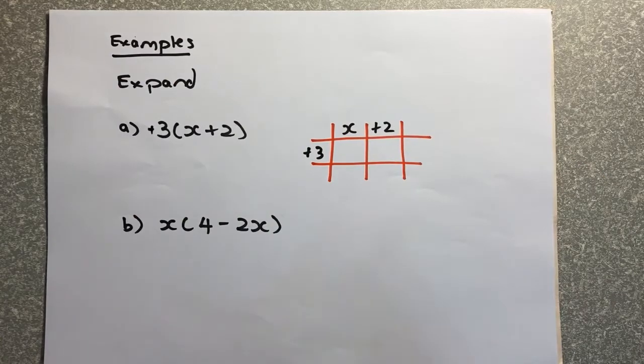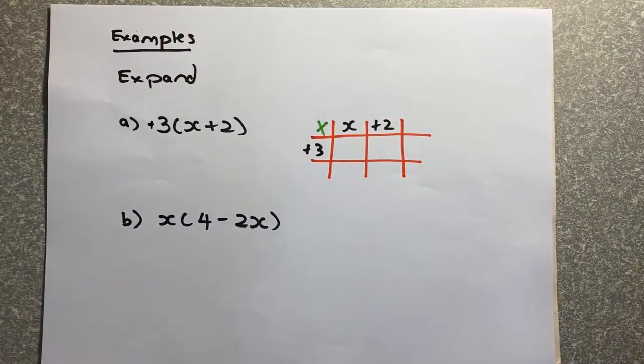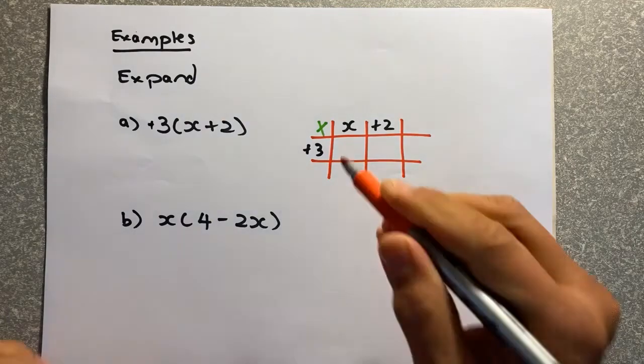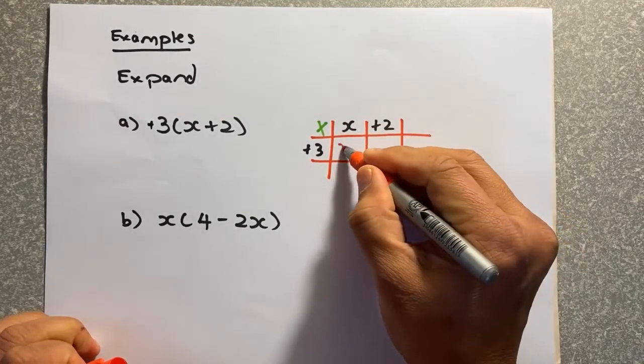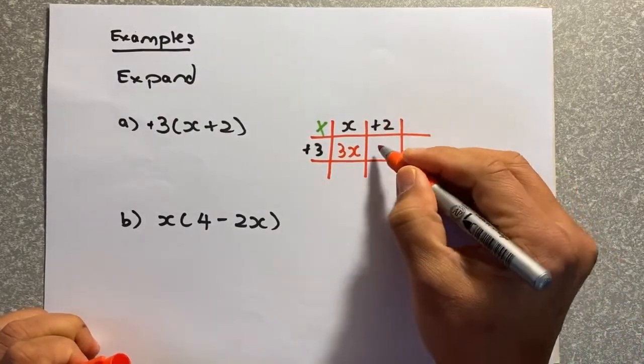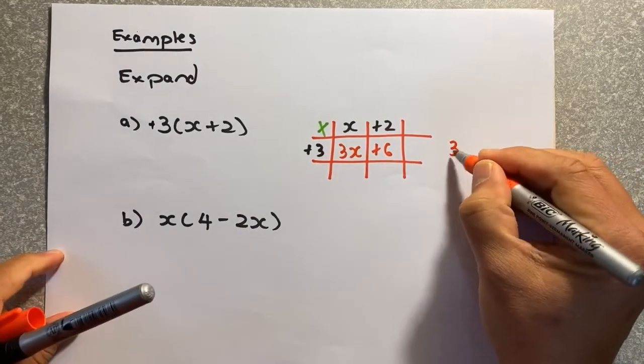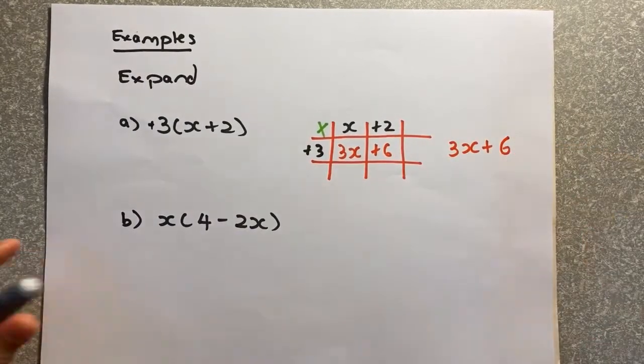And then what you need to do is multiply the grid numbers. So you're going to multiply instead of adding. If you have not watched my video, go and watch video number 2 in my series. So now you're going to multiply 3 times x, that will give you 3x. And then 3 times 2 will give you plus 6. So technically, when you expand 3 bracket x plus 2, your answer is going to be 3x plus 6.